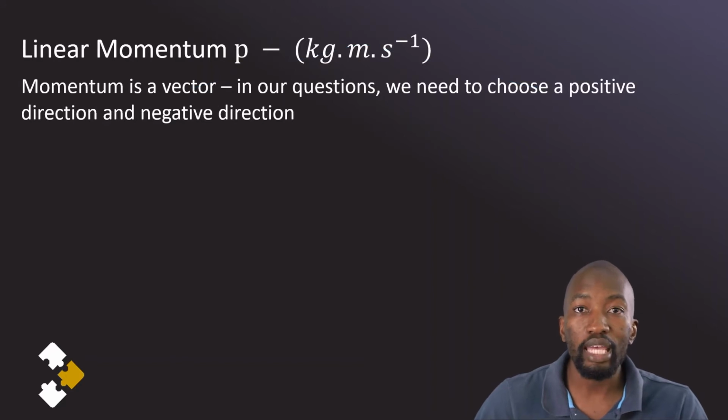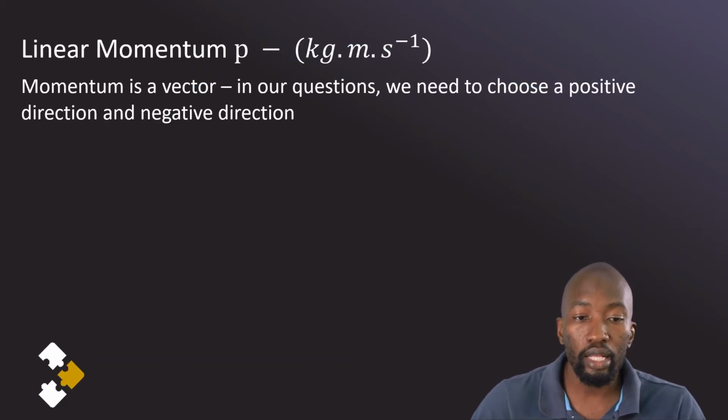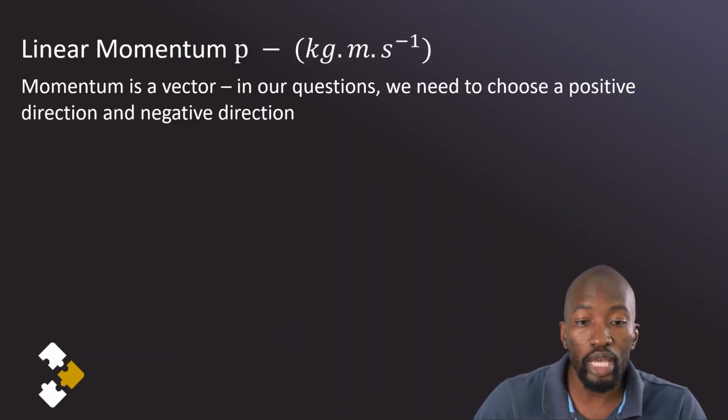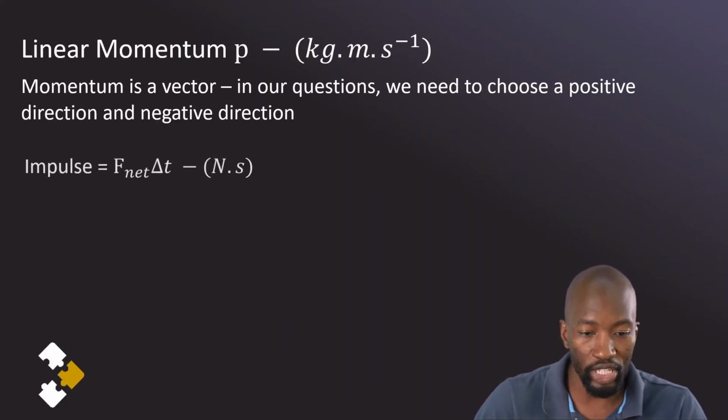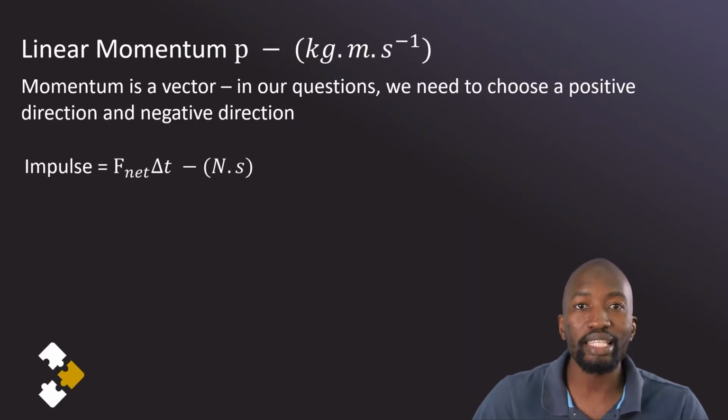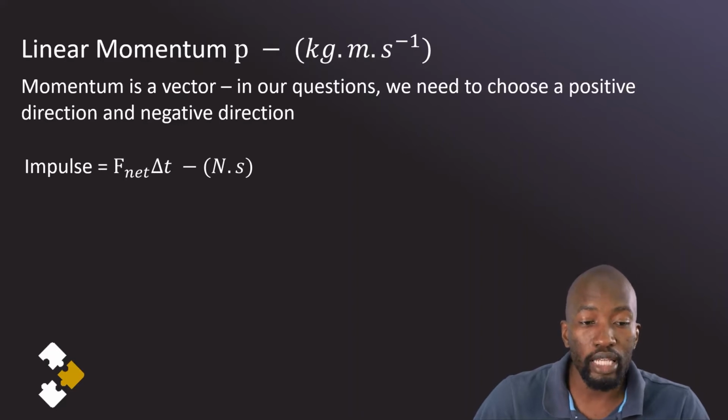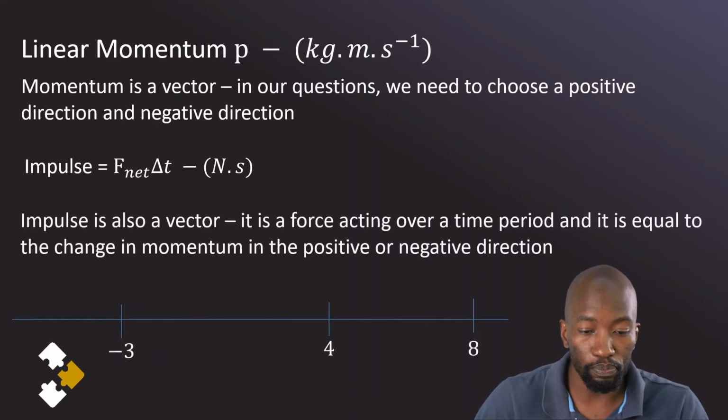Now, linear momentum is given by p, and its SI unit is kilogram meter per second. Momentum is a vector. In our questions, we need to choose a positive direction and a negative direction. Now, impulse, which is F net multiplied by delta t, has the SI unit newton second, because force is in newtons and time is in seconds. Impulse is a vector. It is a force acting over a period of time, and it is equal to the change in momentum in the positive or negative direction.